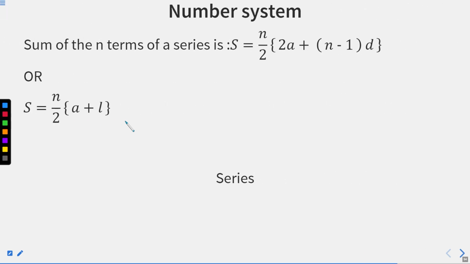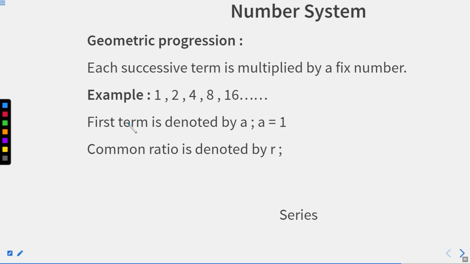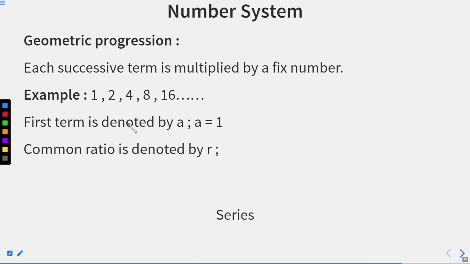Okay, if I want to find the sum of these numbers, that is going to be n upon 2 times (2a plus (n minus 1) d), or I can say n upon 2 times (a plus l) as well. Okay, so that was arithmetic progression for you. Next is geometric progression.